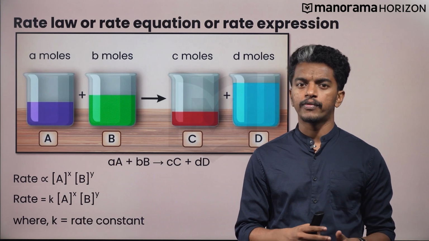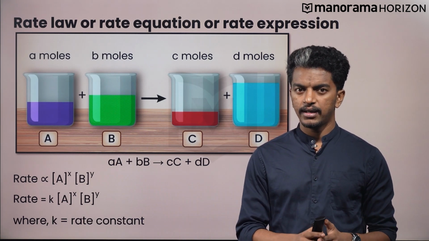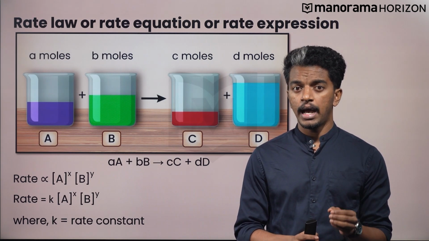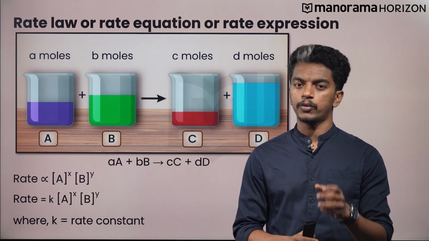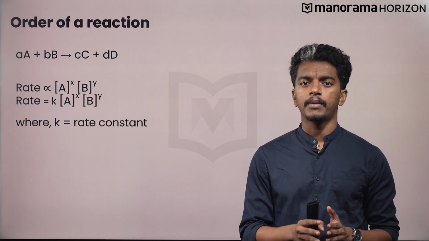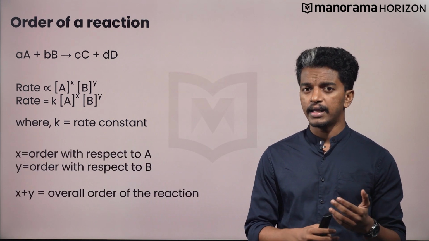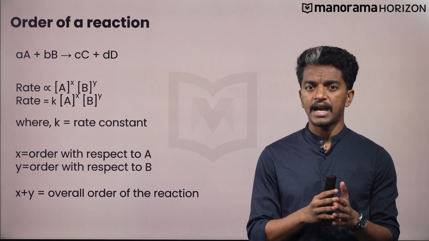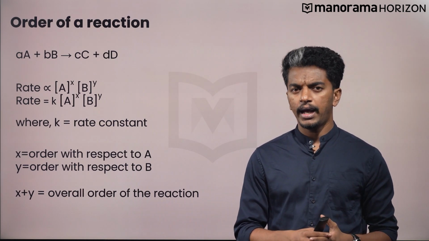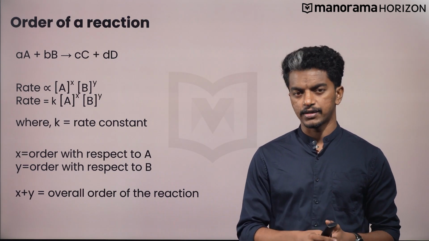The rate law can have different forms which we will discuss later. It has to be clearly understood that the rate law for a reaction can be determined only by experiment and not from the balanced chemical equations. Meaning, the value of exponents x and y can be determined only experimentally. In fact, exponents x and y are described as the order of the reaction with respect to the reactants A and B respectively. And the sum x plus y is called the overall order of the reaction.